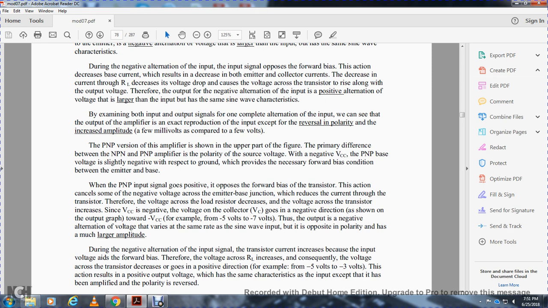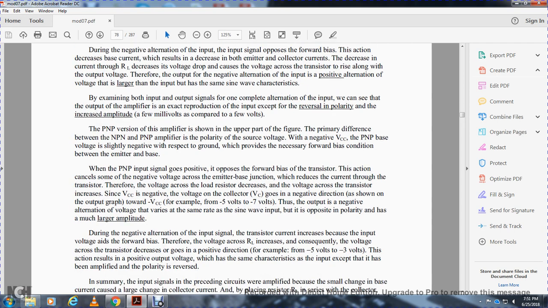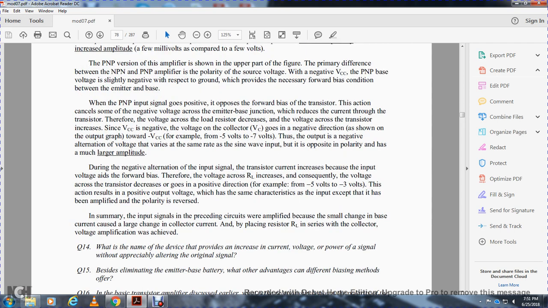Therefore, the voltage across the load resistor decreases and the voltage across the transistor increases, so the collector current goes as negative as the collector voltage. It goes in the negative direction shown in the output graph of the negative collector voltage. For example, from negative 5 volts to negative 7 volts for the output as the input alternation varies. The output has the same waveform as the input, but with opposite polarity and a much larger amplitude.